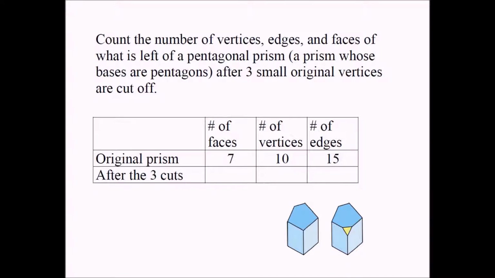Now, let's analyze what happens when we chop off one vertex. What happens to the total number of faces? What happens to the total number of edges? What happens to the total number of vertices? Now, when you chop off a corner, you increase a face. The total number of faces goes up by 1. But we are chopping off 3 corners. It doesn't matter where we chop off. It could be here, it could be here, it could be here. I would gain 3 faces. So the total number of faces would be 7 plus 3 or 10.